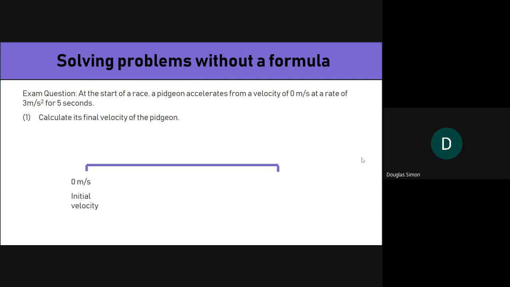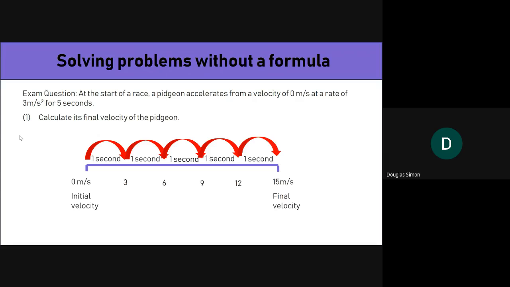Let's draw what we start at, 0 meters per second. Let's think, after 1 second, what will happen? Well, we're accelerating at a rate of 3 meters per second squared, which means 3 meters per second every second. So after 1 second, how fast will the pigeon be moving? 3 meters per second. After another second, how fast? 6. After another second, how fast? 9. Another second, 12. And finally, after 5 seconds, we're going to reach our final velocity.